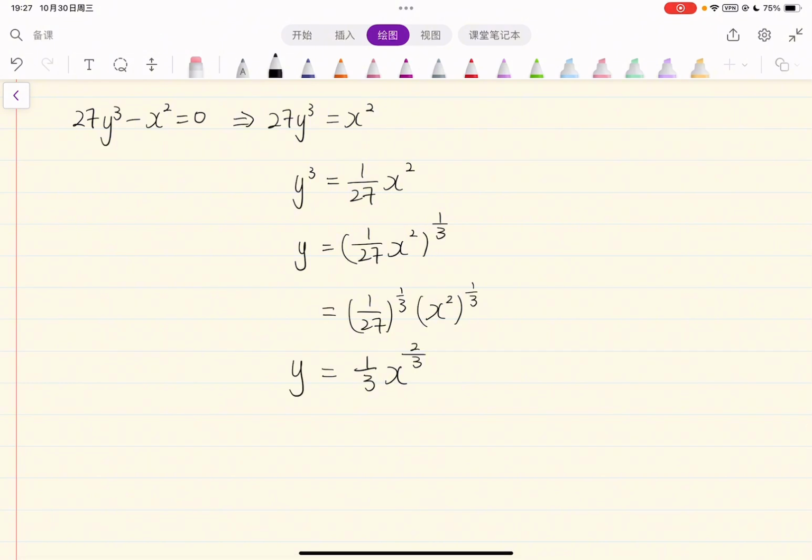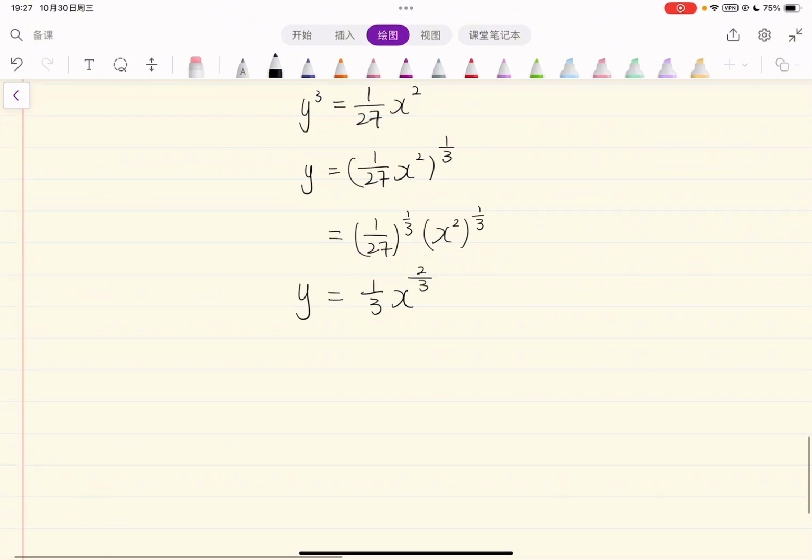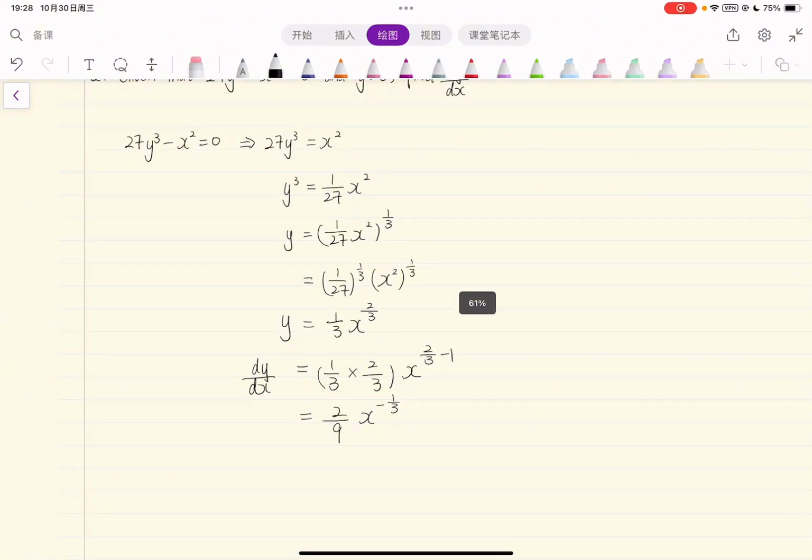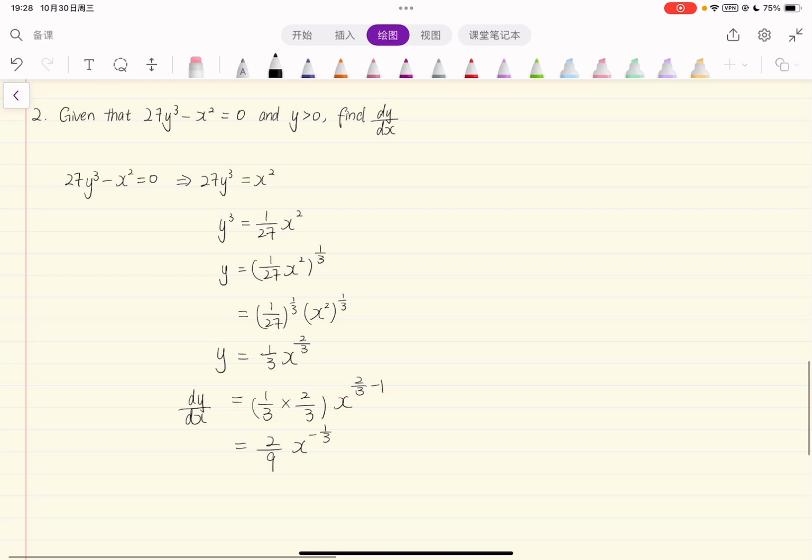Then we can find the derivative of that. So dy over dx equals one third times 2 over 3 times x to the power of 2 over 3 minus 1, which equals 2 over 9 times x to the power of negative one third. Here is the answer.